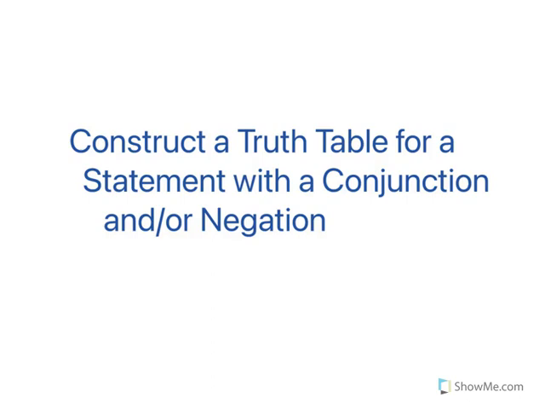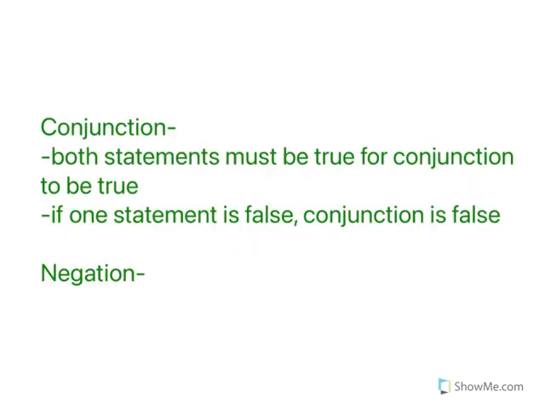Let's construct a truth table for a statement with a conjunction and a negation. What are these words and how do we use them? What do they mean? Well, a conjunction is an "and" statement, right? I need peanut butter and jelly on my sandwich.